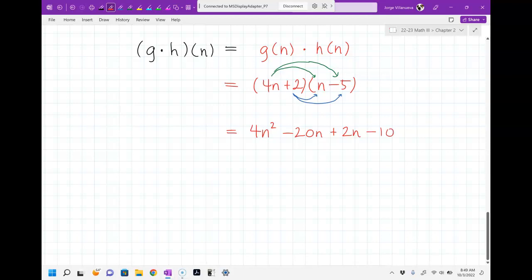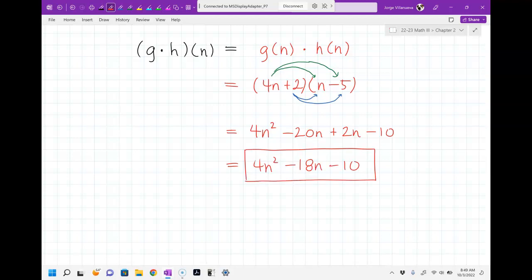Okay? Now combine your like terms. Your only like terms are right in the middle. Negative 20n plus 2n, that's going to be a negative 18n. So that's 4n squared minus 18n minus 10.